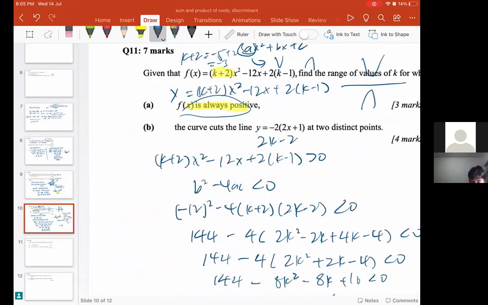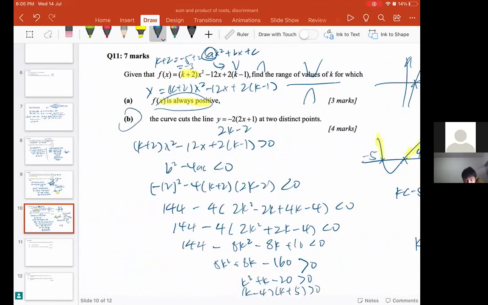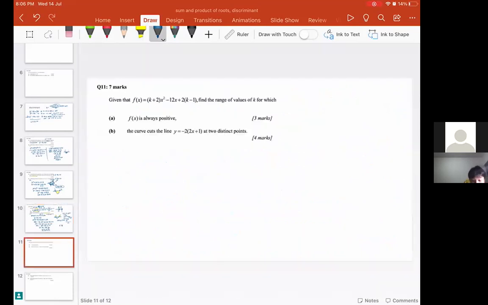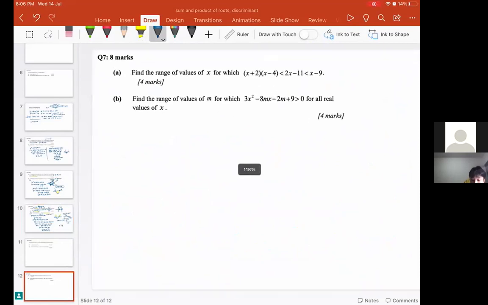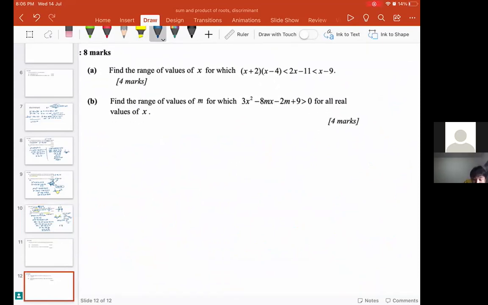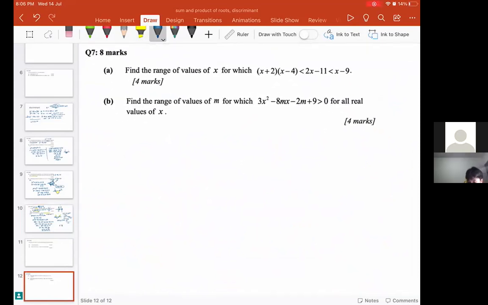All right, so I'll leave part B for y'all to do, as well as the other questions. And here, we must remember that at 2 distinct points, we want b squared minus 4ac to be greater than 0. Then we look at question 12, in which they tell us various things. Question 7a here is a simple and straightforward question you can solve by dividing the inequalities onto both sides. And here, we must look at the always positive, which they tell us mathematically. So b squared minus 4ac is always lesser than 0.